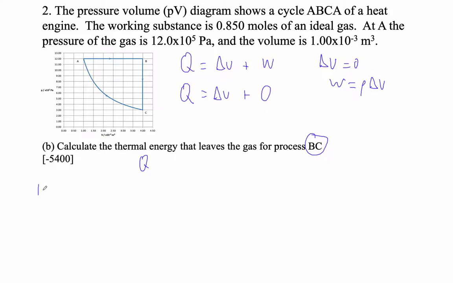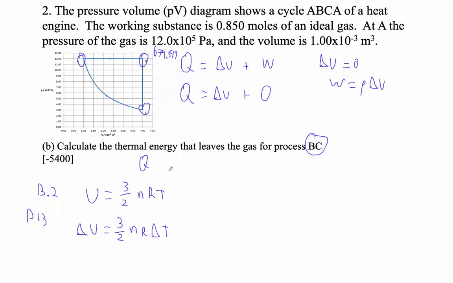In subtopic B2, in the data packet on page 13, you have a formula that says that U, the internal energy, is 3/2 nRT. So you could do this: the change in U is equal to 3/2 nR change in temperature. We could do this because we know that this temperature here is 679.549, and we know that this temperature down here, since it's the same temperature as A, this is an isothermal process, is 169.887. So you could find the change in temperature and do this.